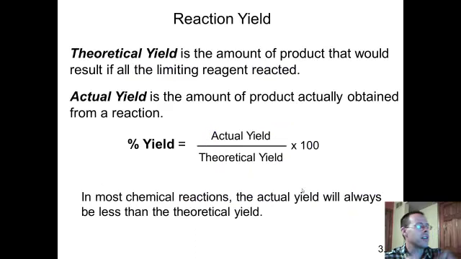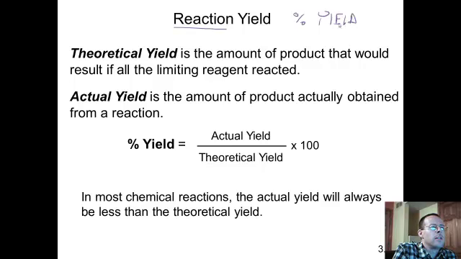The last thing just to talk about, there's not going to be an example with this one, is percent yield. Sometimes it has reaction yield right here, other times it can be called percent yield. But same thing. The theoretical yield is the amount of product that would result if the limiting reagent or reactant reacted completely. So theoretical yield is determined stoichiometrically, or with a calculator.